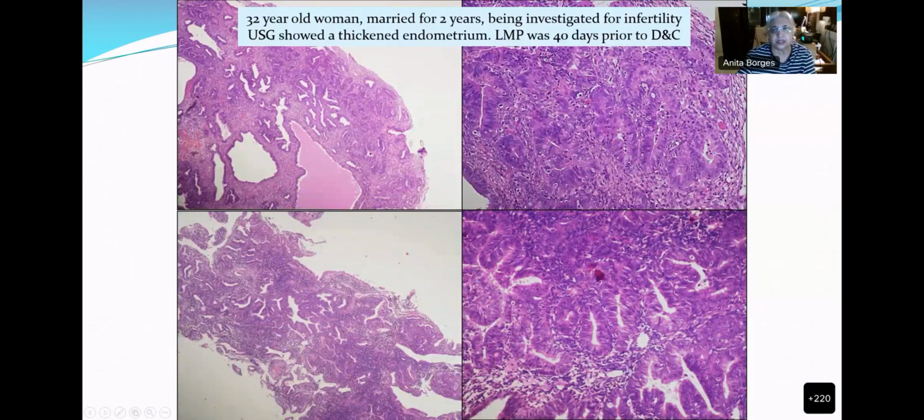All right. Now here we have an endometrium. Who would like to take this? Aishwarya, you want to take this? Can you read the history? Yes, Aishwarya? Are you there, or she's dropped out? Never mind. Ruta, are you there, Ruta? Yes, ma'am. Right. Can you read the history on top? 32-year-old woman, married for 2 years, being investigated for infertility. USG showed a thickened endometrium, and LMP was 40 days prior to DNC.